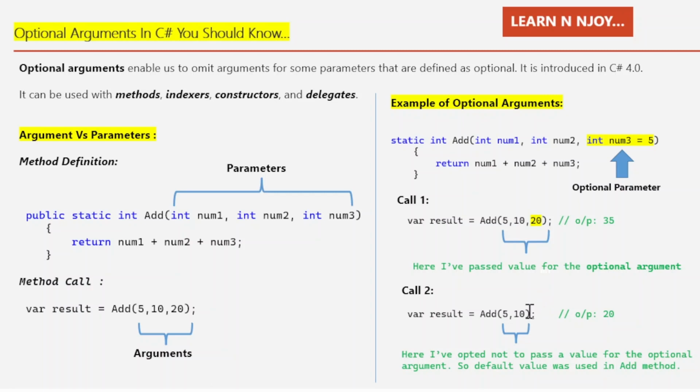Here I have opted not to pass a value for the optional argument, so the default value was used in the add method. That's why we got the output 20, because 5 plus 10 plus 5 is equal to 20. Here I have opted not to pass a value for the optional argument, so the default value is going to be used.